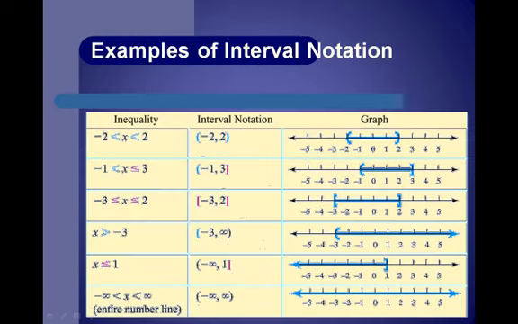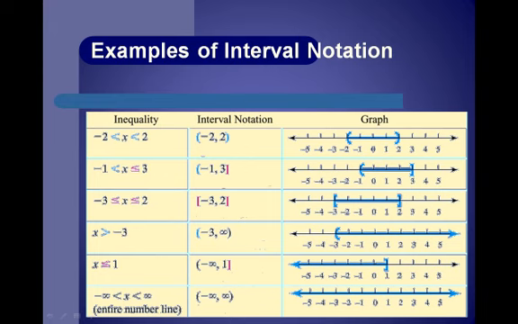Some examples of interval notation. The first example is the between that we just did. Because both the inequalities were less than, we're going to use parentheses on both of those. And on the graph is everywhere between negative 2 and 2. The second example, negative 1 is less than x is less than or equal to 3. We use a parenthesis for where the less than was. We use a bracket for the less than or equal sign.